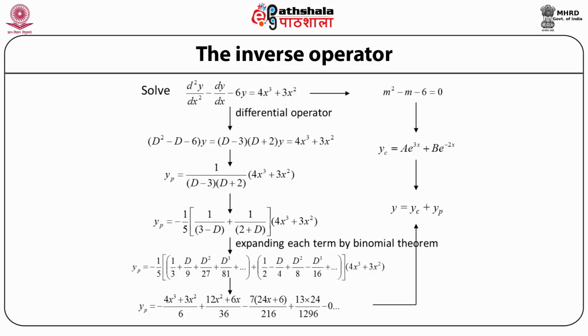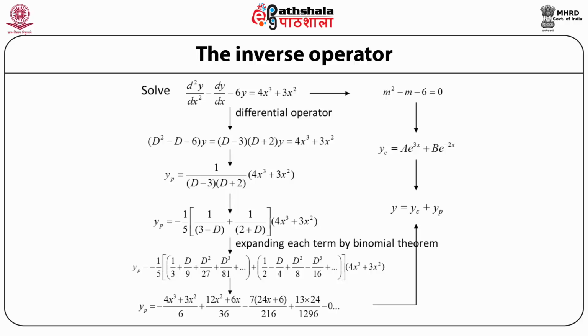The whole differential equation can be written as an auxiliary and a particular function. When we write the auxiliary equation, that is on the right hand side, m squared minus m minus 6 is equal to 0. Then the complementary solution is going to be yc is equal to a times e to the power 3x plus b times e to the power minus 2x. Now we will see how to find the particular integral.